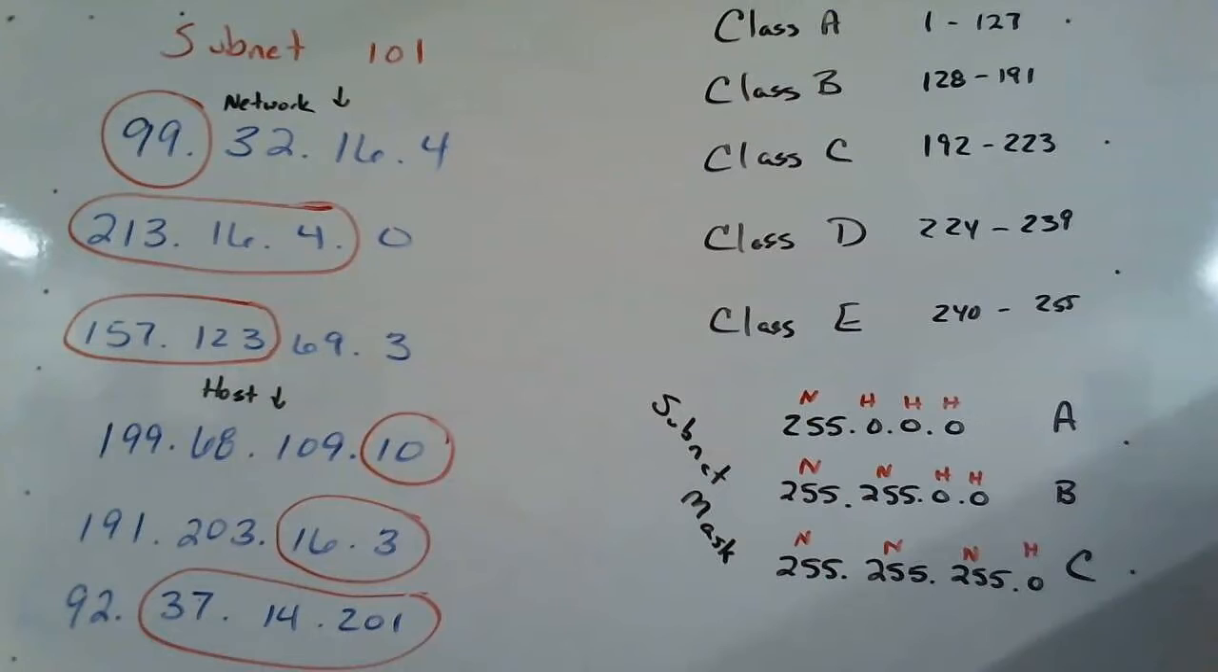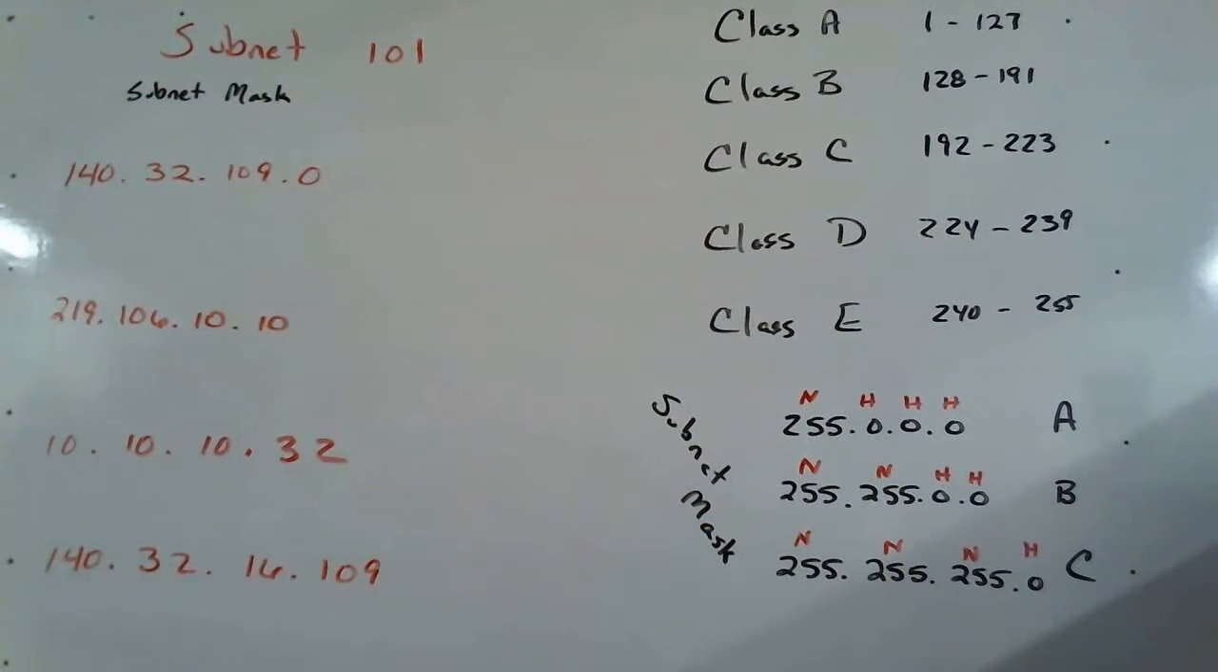At this point, I'm going to pause. There are two sets or two rows of numbers at the bottom of page two. The left-hand side says circle the network portion, like we did here. The second set or the second column says circle the host portion, which is what we did here. So I'm going to pause. Please finish page two.